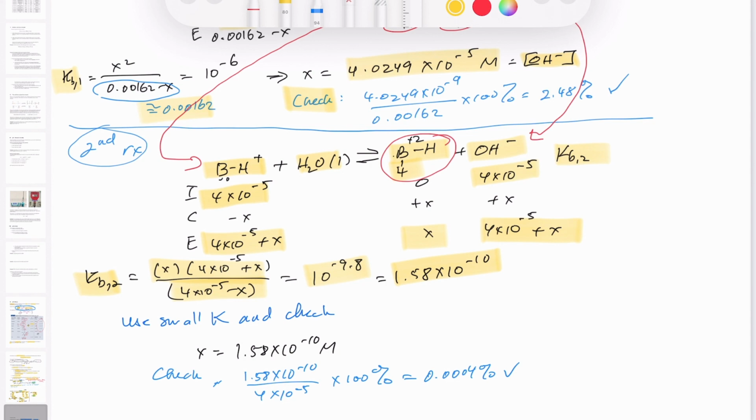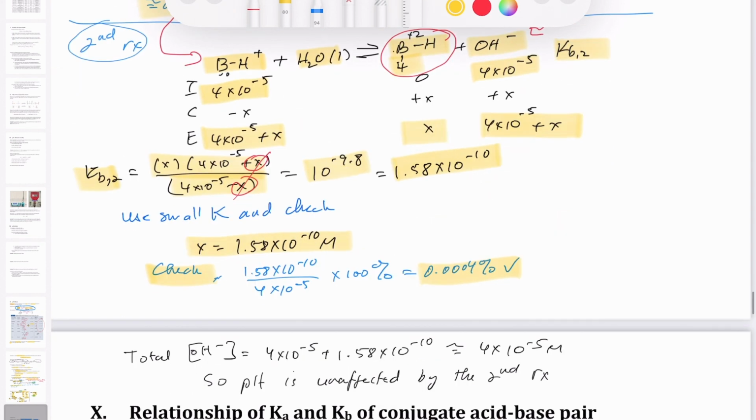Going ahead and assuming small K, I will get my x equals 1.58 times 10 to the minus 10 because, you know, basically the 2x here goes away, right, when it's being compared to that number. And so the 2 numbers cancel out, and then your x is just the value of the Kb2. And checking that, I find that my error is very, very small, much smaller than 5%, so clearly I'm okay here. Now, if I wanted to calculate my total OH minus concentration, I would use the OH minus from step 1 plus OH minus from step 2, ending up with 4 times 10 to the minus 5, which is just the same as the OH minus from step 1.